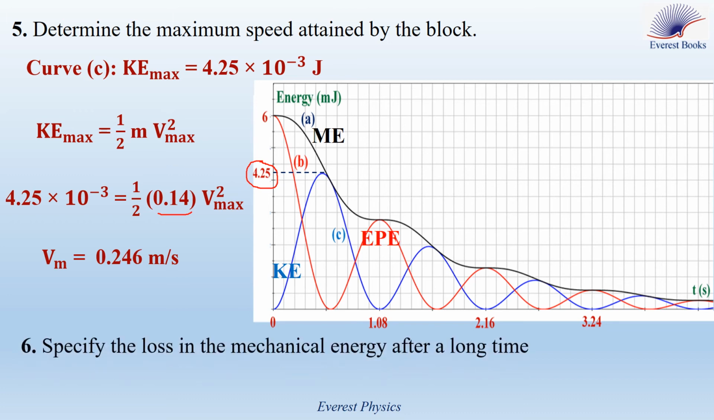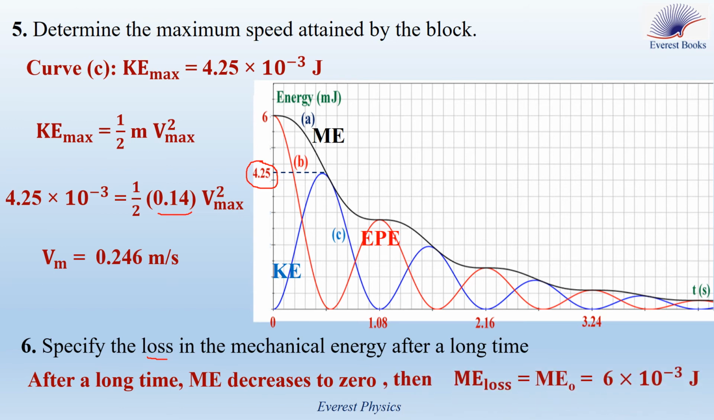Question number 6. Specify the loss in the mechanical energy after a long time. After a long time, all the mechanical energy in the system is converted into thermal energy due to the presence of the friction force. So after a long time, the mechanical energy becomes equal to 0. So the loss in the mechanical energy is equal to the initial mechanical energy, which is 6 times 10 to the power minus 3 joules.